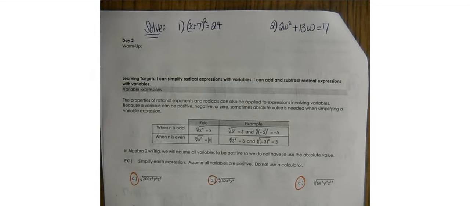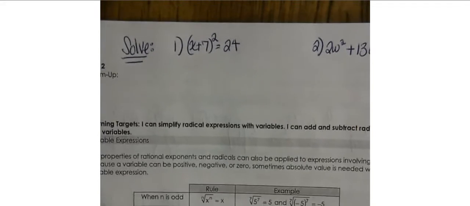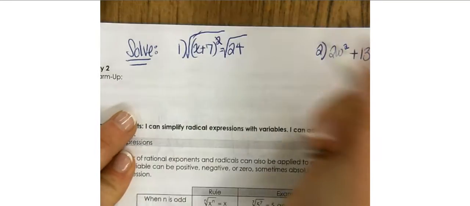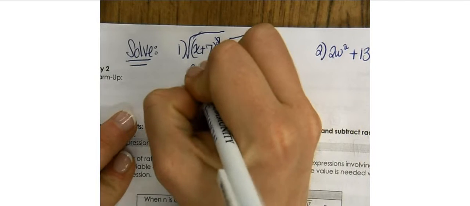All right, for the first problem, we have ourselves a parenthesis squared. And what we can do is eliminate that parenthesis squared by taking the square root of both sides. When we do that, the square eliminates the square root, leaving us with x plus 7 is equal to plus or minus the square root of 24.